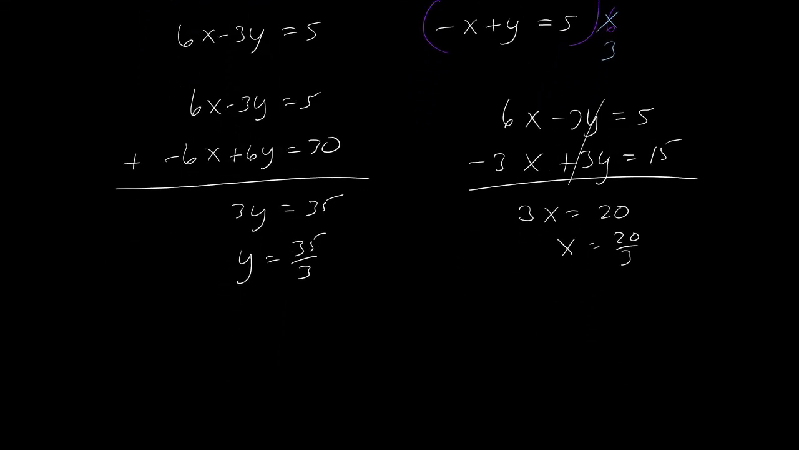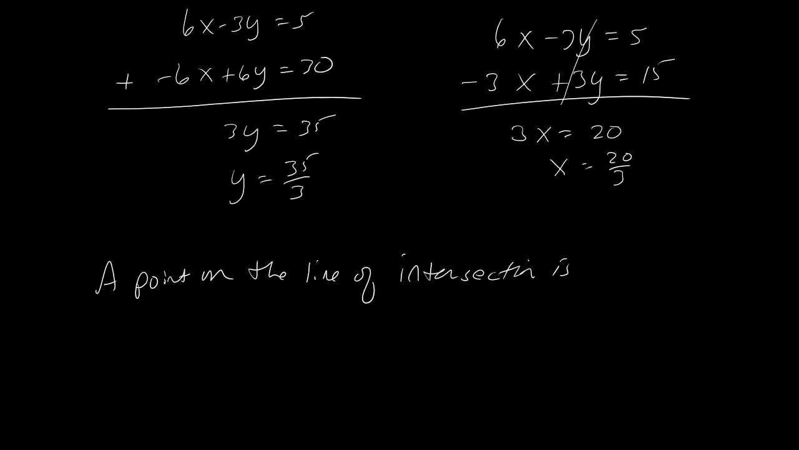So our solution, a point on the line of intersection, is 20 thirds, 35 thirds, 0. So there's our point. Now we have our direction vector parallel to the line and a point on the line. It's a simple matter now to come up with those parametric equations.